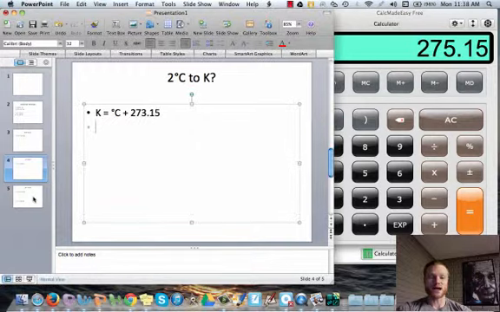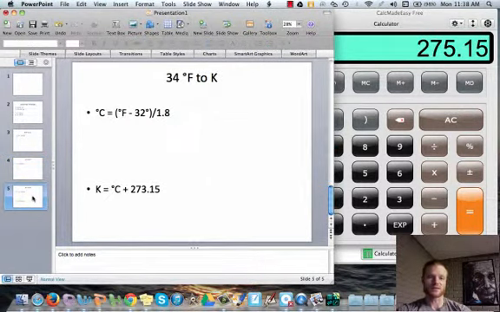And the last example is a little bit tougher. Probably the hardest problem I could ask of you is taking degrees Fahrenheit and moving it to Kelvin. And so that's going to involve 2 formulas. The first one is getting that Fahrenheit temperature into degrees Celsius. And the second formula is taking that degrees Celsius and turning it into Kelvin.